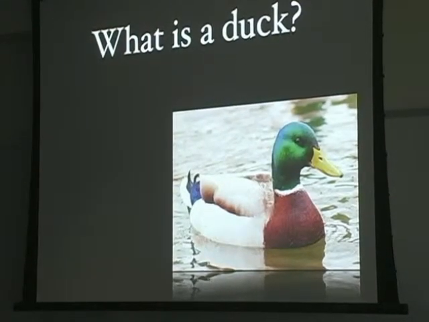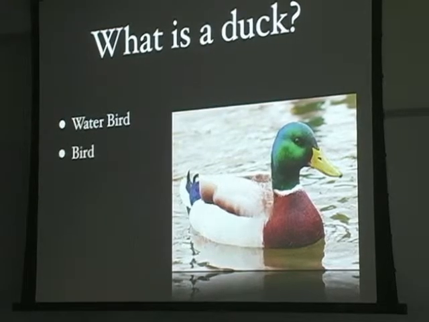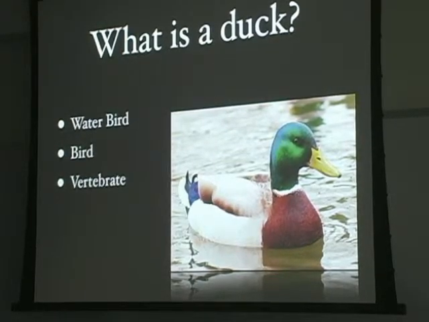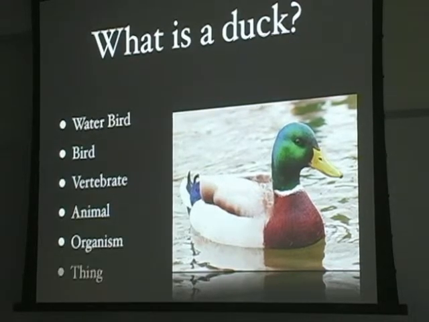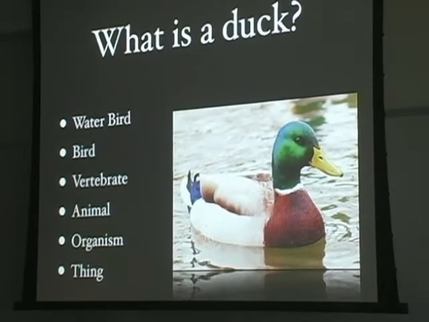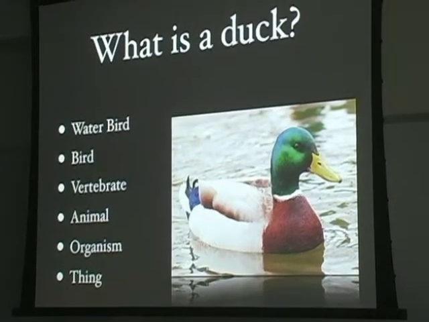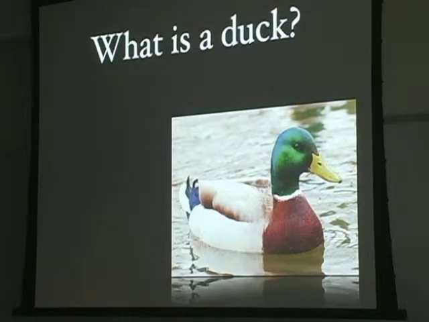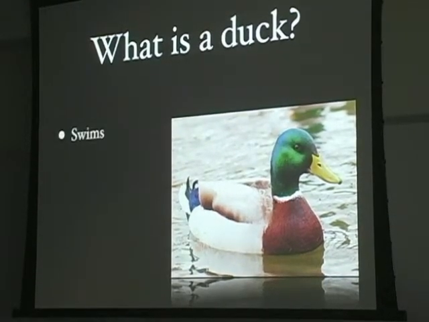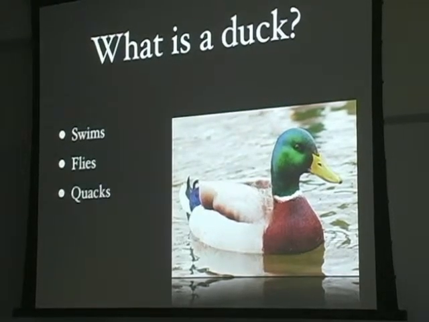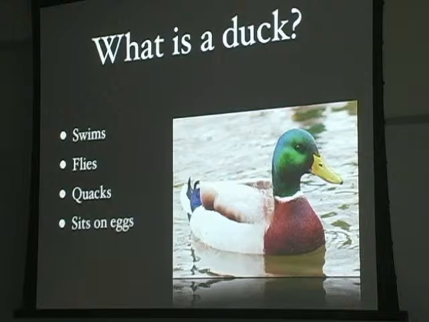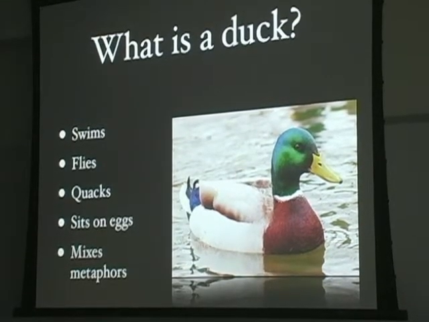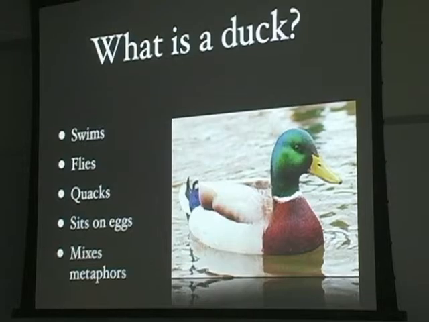One way to look at what is a duck, we could say it's a water bird, which is a bird, which is a vertebrate, which is an animal, which is an organism, which is a thing. And that's one way to do it, and we can be really sure that everything that's a thing follows a consistent set of properties, and everything that's a vertebrate has these consistent properties, and so on. Another way to look at it, though, which is a little less of a pain to deal with, is to say a duck is something that swims, flies, quacks, sits on eggs, and mixes metaphors. And then basically anything that can do those things can fill the role of a duck, right?